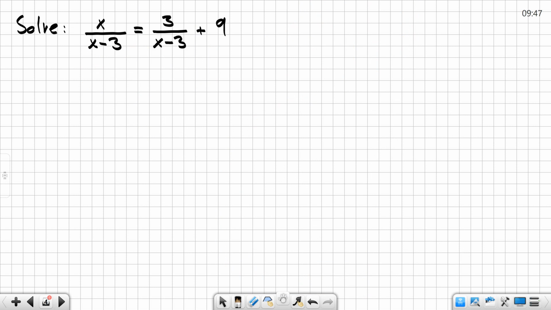Here's a very interesting one. We are supposed to solve x divided by x minus 3 on the left side, equal to 3 divided by x minus 3 plus 9. So we are just following the same steps as before. Least common denominator. Well, there is only one denominator really showing up, and that is x minus 3. And that makes x minus 3 the least common denominator.